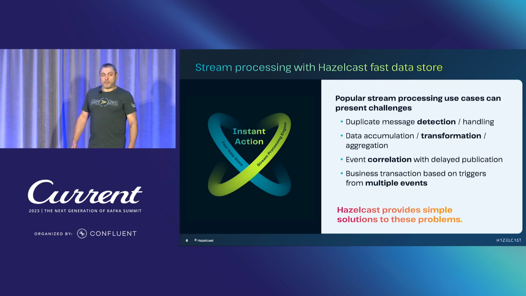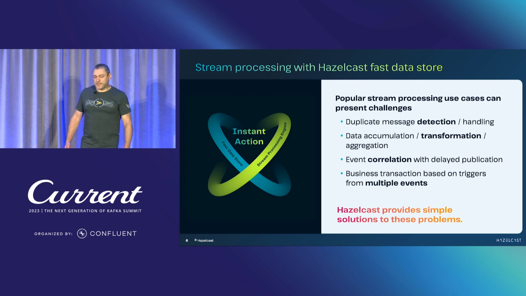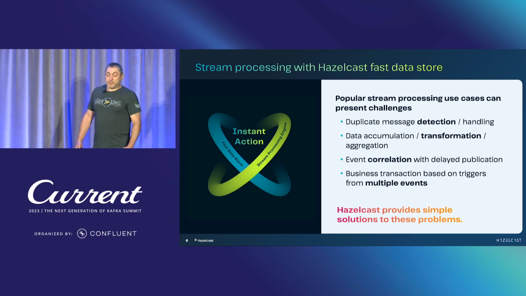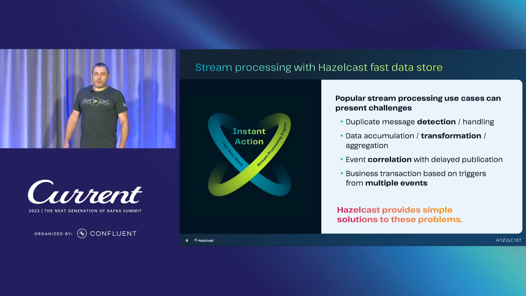One of them is duplicate message detection. The second use case is data accumulation and transformation aggregation. This is pretty complex when you have to build it yourselves, and we used Hazelcast to solve this problem. Event correlation with delayed publication is the third use case. And the fourth one is the business transaction based on triggers, when multiple triggers happen and you have to do something when multiple events take place. Those kinds of activities are pretty hard to do manually, and with the use of Hazelcast, we're able to solve those problems in a very straightforward and simple way.